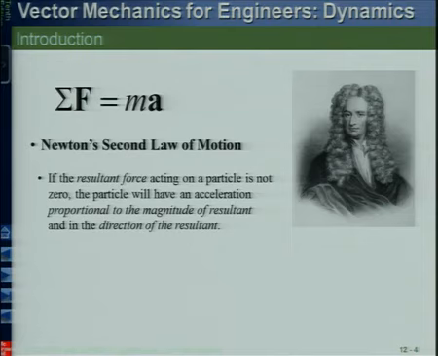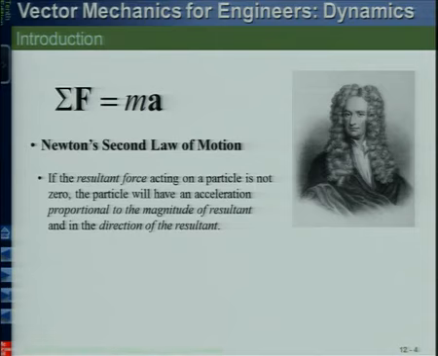So, Newton's second law, which we have seen: the sum of forces is equal to ma, and if the resultant force on a particle is not equal to 0, it has an acceleration. We are applying this to a single particle. Now, what do we mean by a particle? A body of a finite, very small size.